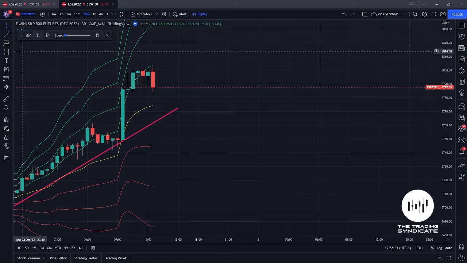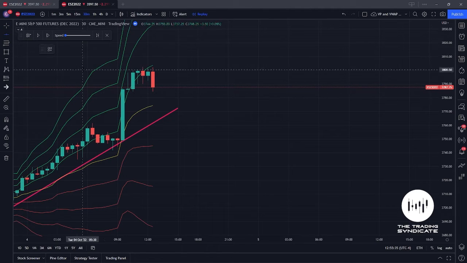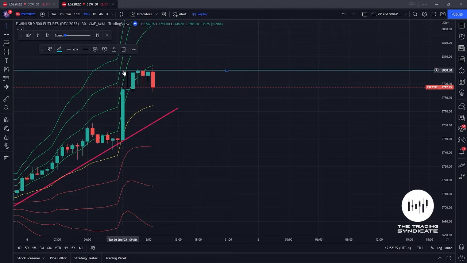As the day unfolds, we see that we begin to develop a resistance here at the highs of these candles. So it would do us well to mark that for use later in the session.